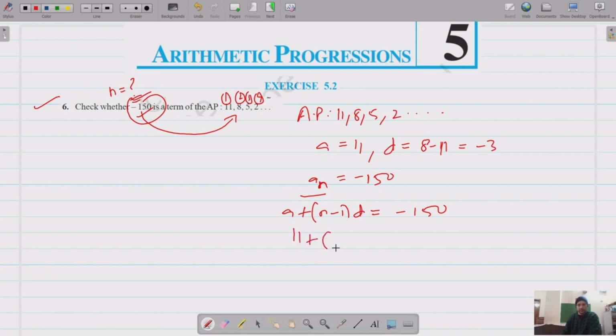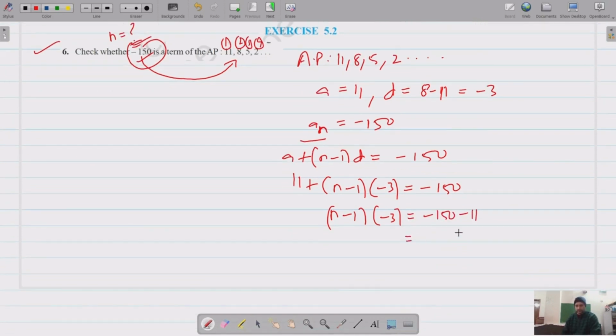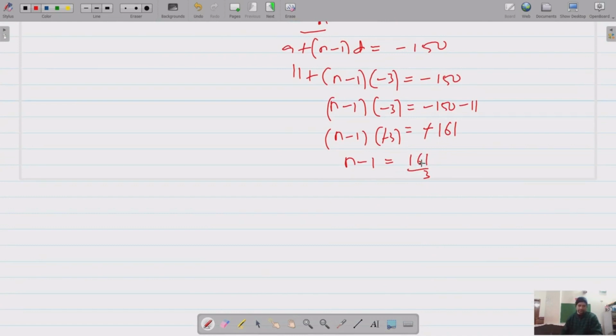And a is 11 plus (n minus 1), d is negative 3, so it's negative 150. So (n minus 1) into negative 3 is equal to negative 150 minus 11. So this is negative 161, and the negative 3 and negative 161, negative negative gets cancelled. So n minus 1 is 161 by 3. This 161 is not divisible by 3, and if I add 3 to this side, that gives me 164 by 3, and 164 is not divisible by 3, so 3 5s are 15, and 3 4s are 12.